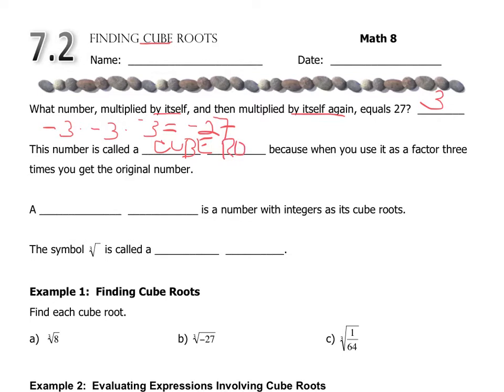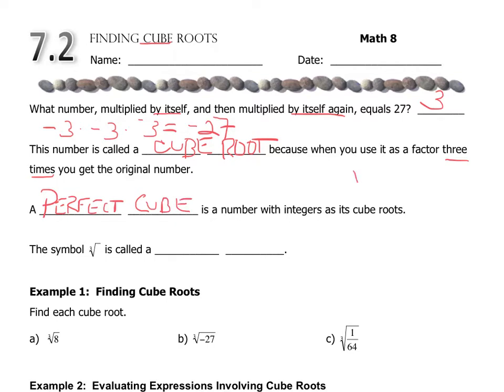Just like with the square root, we said it was the square root because it was times itself 2 times. This time the cube root is when it's a factor 3 times that number to get to the original. A perfect cube is similar to what we talked about with the perfect squares, because when I take the cube root, I get integers as the cube roots.